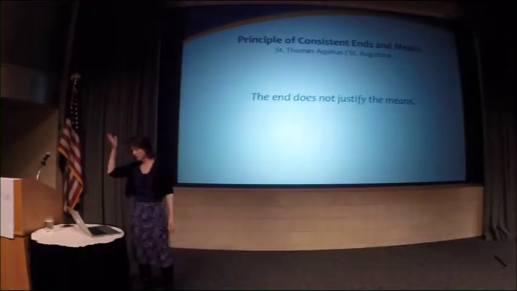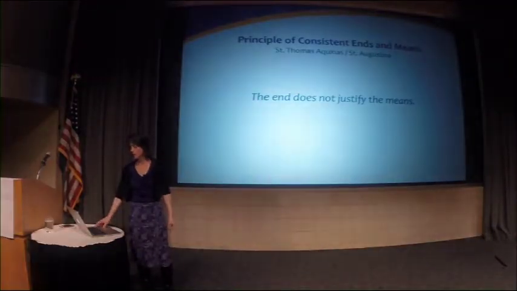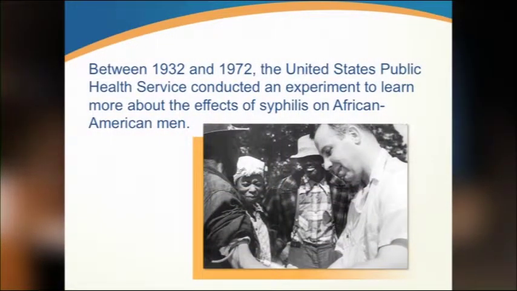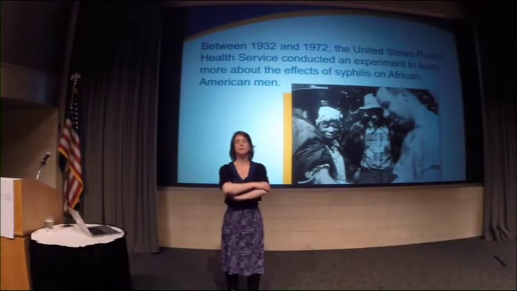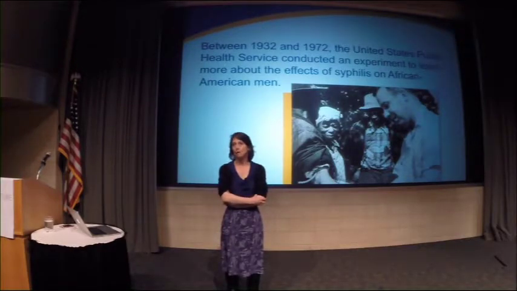Let's show an application of this principle in another area of social justice. Between 1932 and 1972, the United States Public Health Service conducted an experiment called the Tuskegee Syphilis Project. Many of you may have heard of this before, where they wanted to learn more about the effects of untreated syphilis on the adult African American male. So they went to a place called Tuskegee in Alabama and got a group of people who agreed to be involved in this study. They were told that they were going to be given treatment for bad blood. They weren't told they had syphilis, they had bad blood, which could have been any number of things.